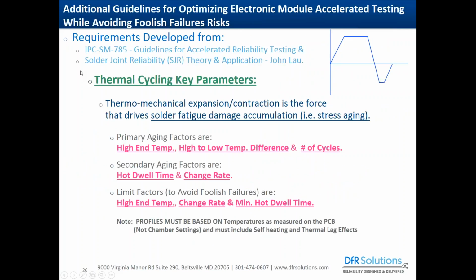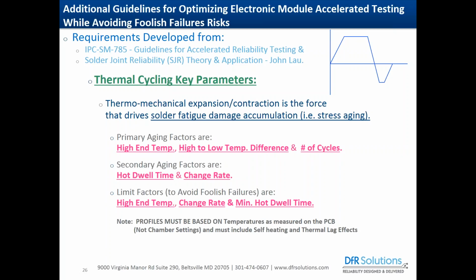So some other physics of failure guidelines have been developed and published in documents such as IPC-SM-785, Guidelines on Accelerated Reliability Testing, and in the book by John Lau, Solder Joint Reliability Theory and Applications. So from this, we now know that in a thermal cycle, the primary aging factors are the high-end temperature, the high to low temperature difference, and the number of cycles. The secondary aging factors are the hot dwell time and the rate of change that you're experiencing as you go from hot to cold and cold to hot.